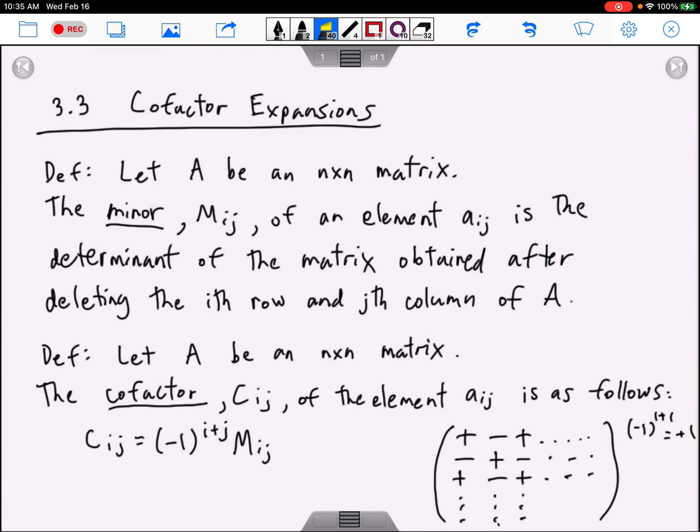Okay, so that means if you're dealing with one of these guys with a plus sign, the minor and the cofactor are actually identical, okay? But if you're dealing with one where there's a minus sign, then the cofactor and the minor are just a sign apart.